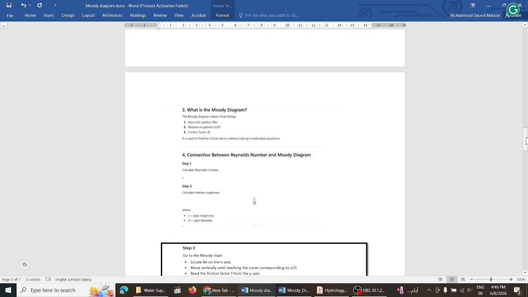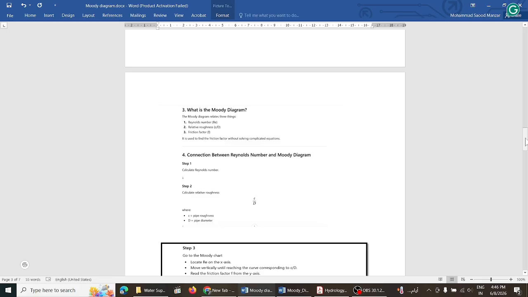Now the Moody diagram has three important things. First of all, as I showed you in the upper figure, it has Reynolds number, relative roughness, and friction factor. This Moody diagram or chart is a logarithmic graph used in fluid mechanics to determine the Darcy-Weisbach friction factor, or we can say f, for fluid flowing through a circular pipe. It relates three key dimensions.